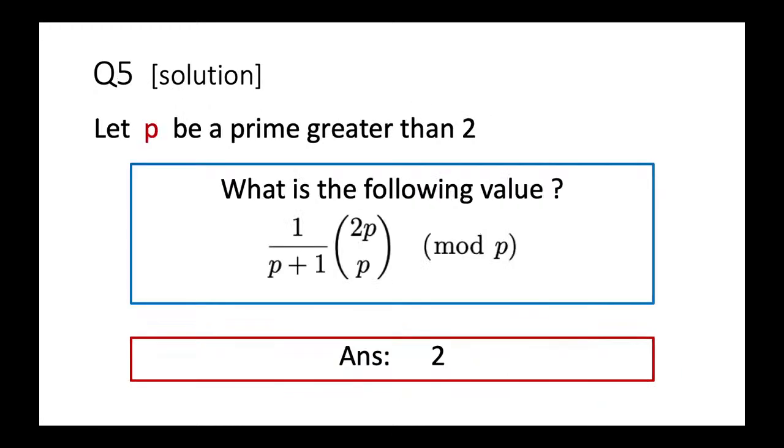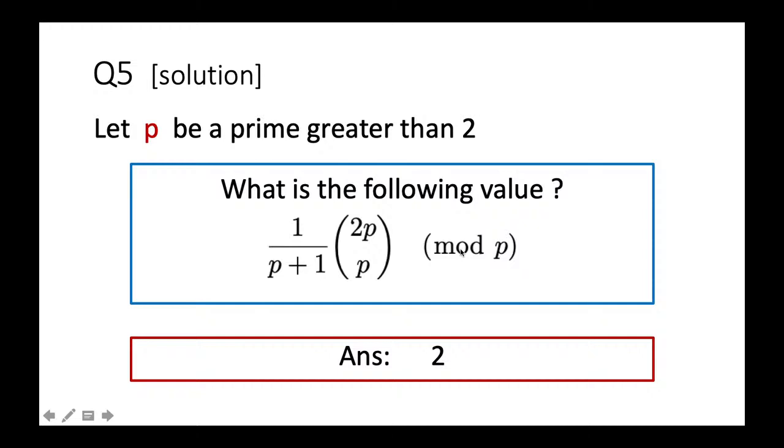Okay, finally, we have question 5. So we let P be a prime greater than 2. We want to ask, can we compute the value of the Catalan number C_P modulo P? And the answer here is a really simple number. It is always equal to 2. Now, actually, this is also true when P is a prime equal to 2. So the answer will be 2, even if P is equal to 2.